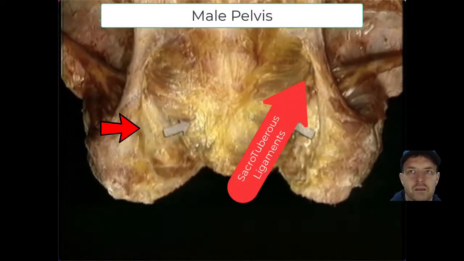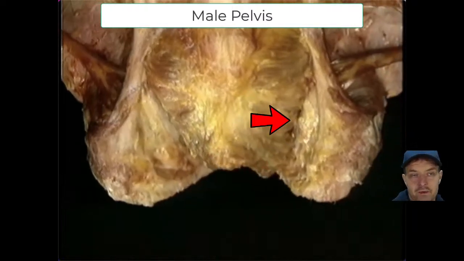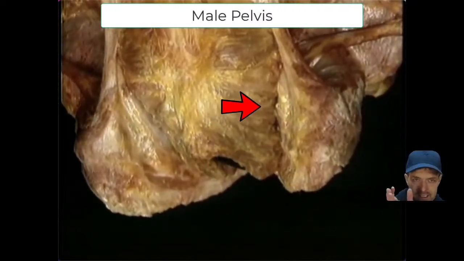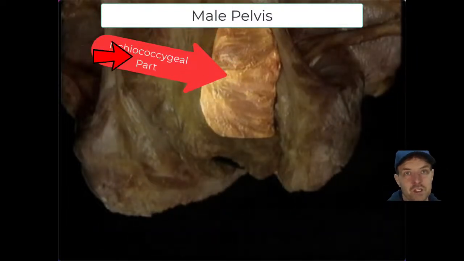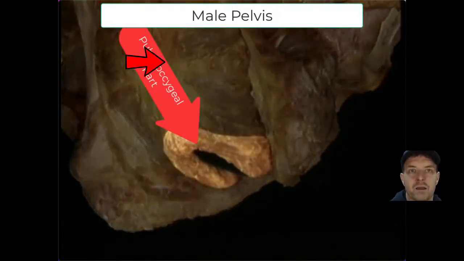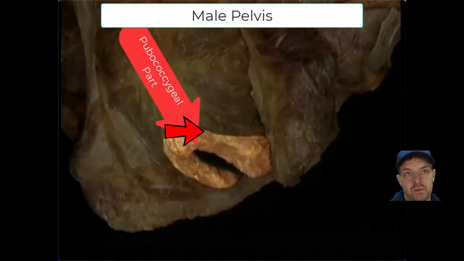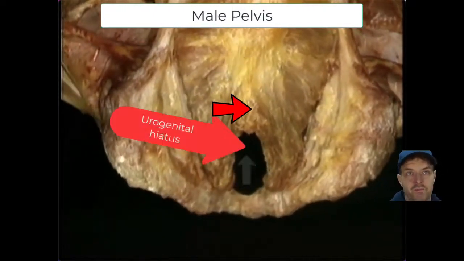sacrotuberous, levator ani. That's the muscle that we just saw that was connected to that tendinous arch. And then these are the different bits. The ischiococcygeal part, so from the ischium to the coccyx, pubococcygeal from the pubis to the coccyx, via the ligament though.